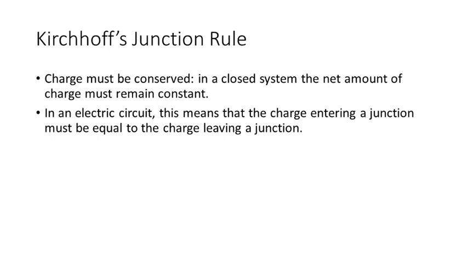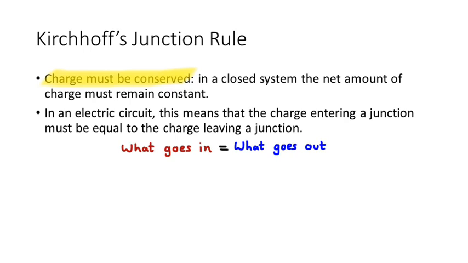The first is just a statement of conservation of charge. So charge, just like mass, has to be conserved, meaning that in a closed system, the net amount of charge must remain constant. In an electric circuit, what that means is that whatever current goes into a junction must equal the current that leaves the junction, which is a real simple way of saying what goes in has to equal what goes out. Writing that a little bit more fancy, we can say that the net current that goes into a junction equals the net current that goes out of the junction.